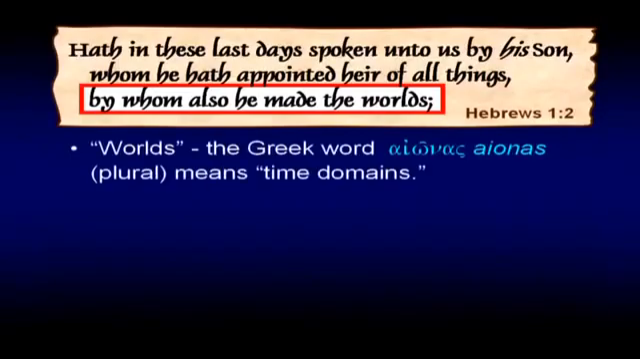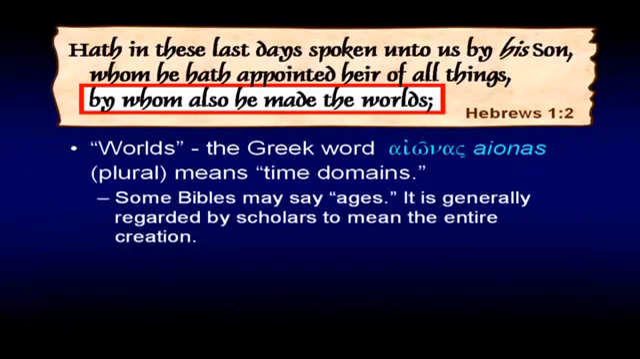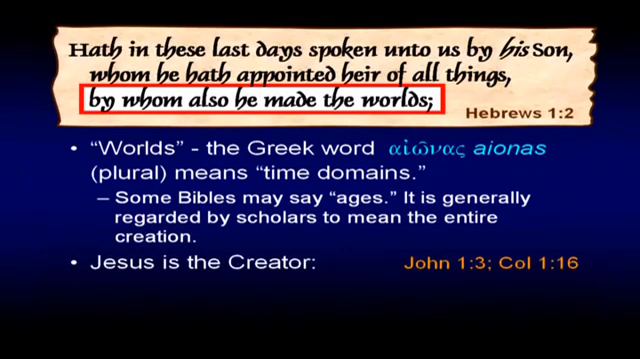By whom he made the worlds. The word worlds there in the Greek is aionas, which really means time domains, in the plural. Some Bibles say ages. It's generally regarded by scholars to mean the entire creation, of course. Jesus is the creator, and that's all through the scripture, as you know.